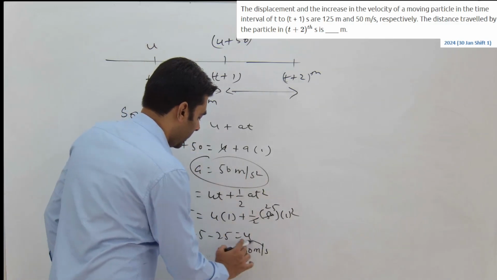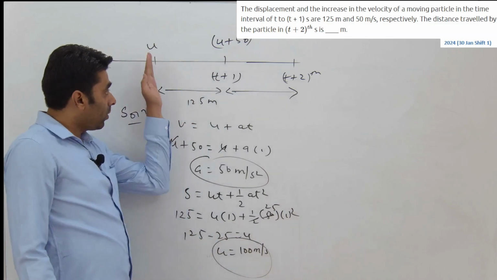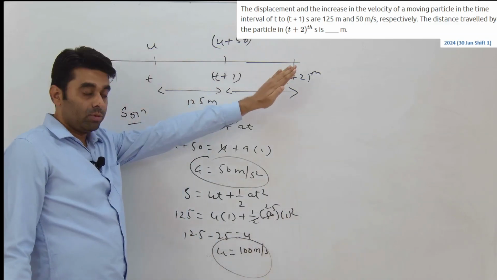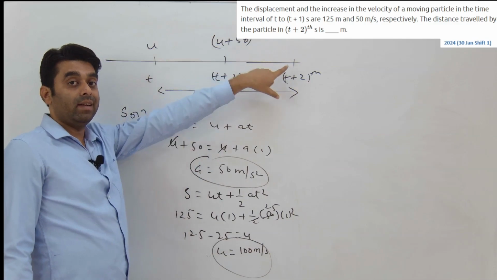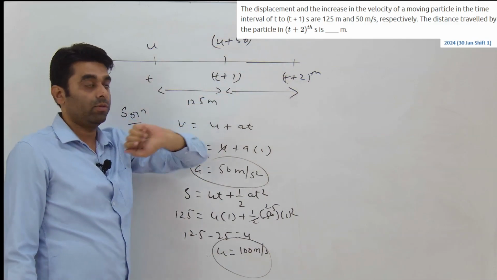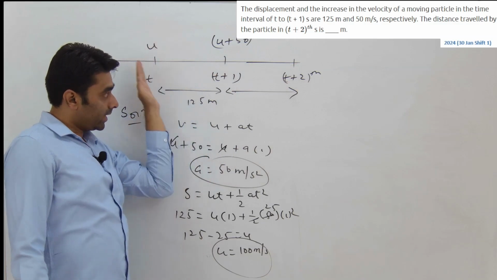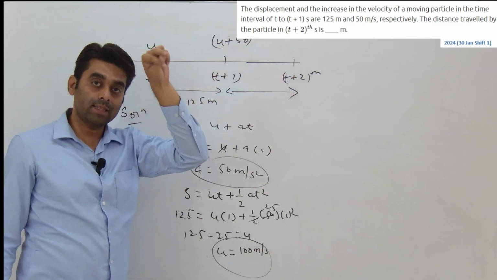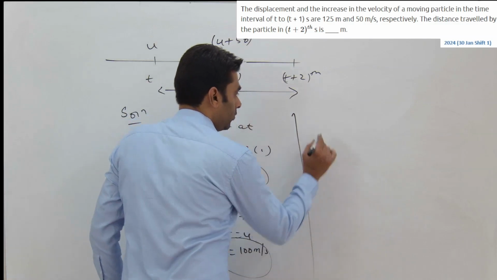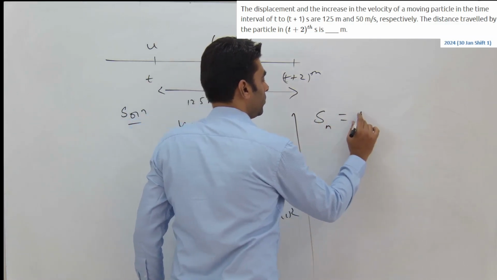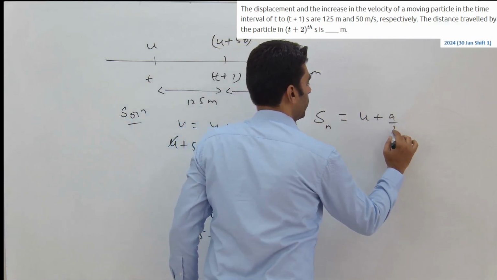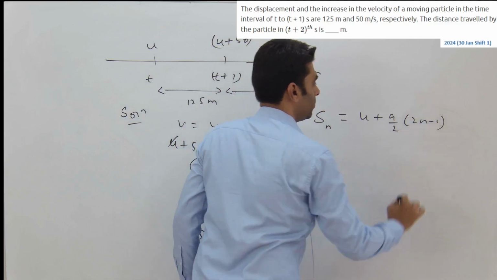Acceleration is this and initial speed is 100 meter per second. From this point, from the tth second, if you consider, that means at the second second we have to find out the distance from this point, not from the starting. From the tth second we have to find out the distance in the second second. So we can use the relation Sn equals u plus a by 2 into 2n minus 1. I hope this point is okay.